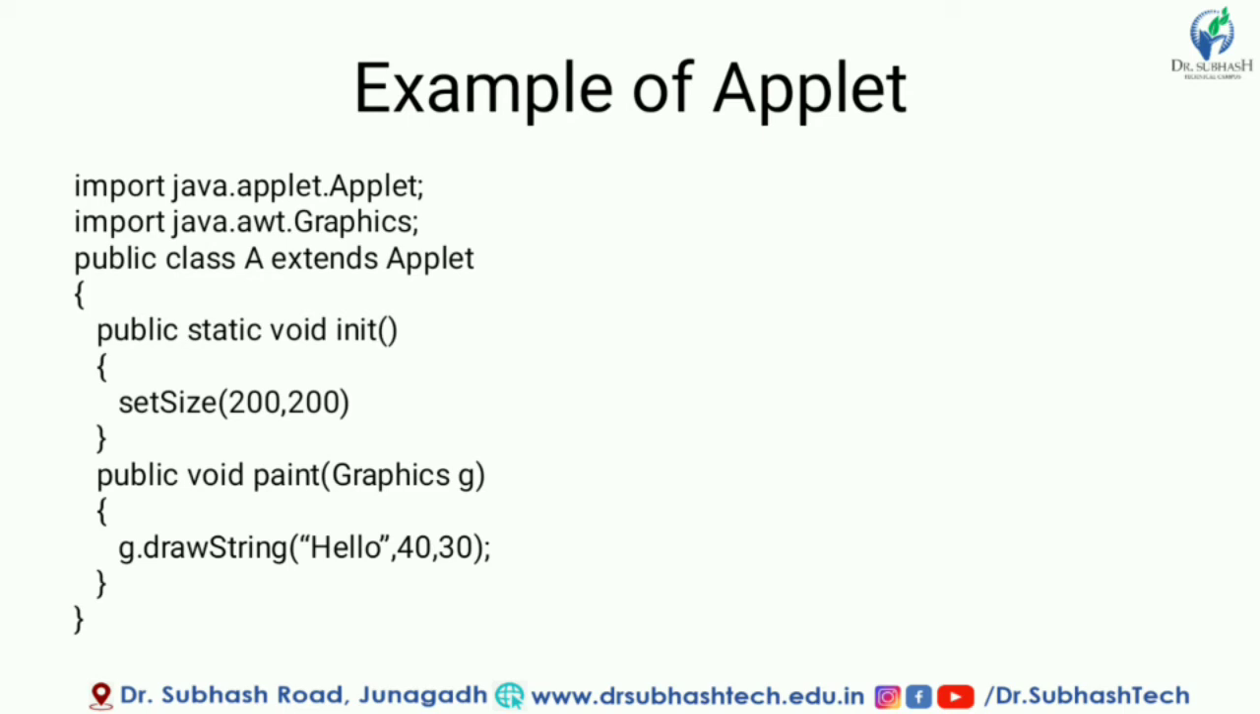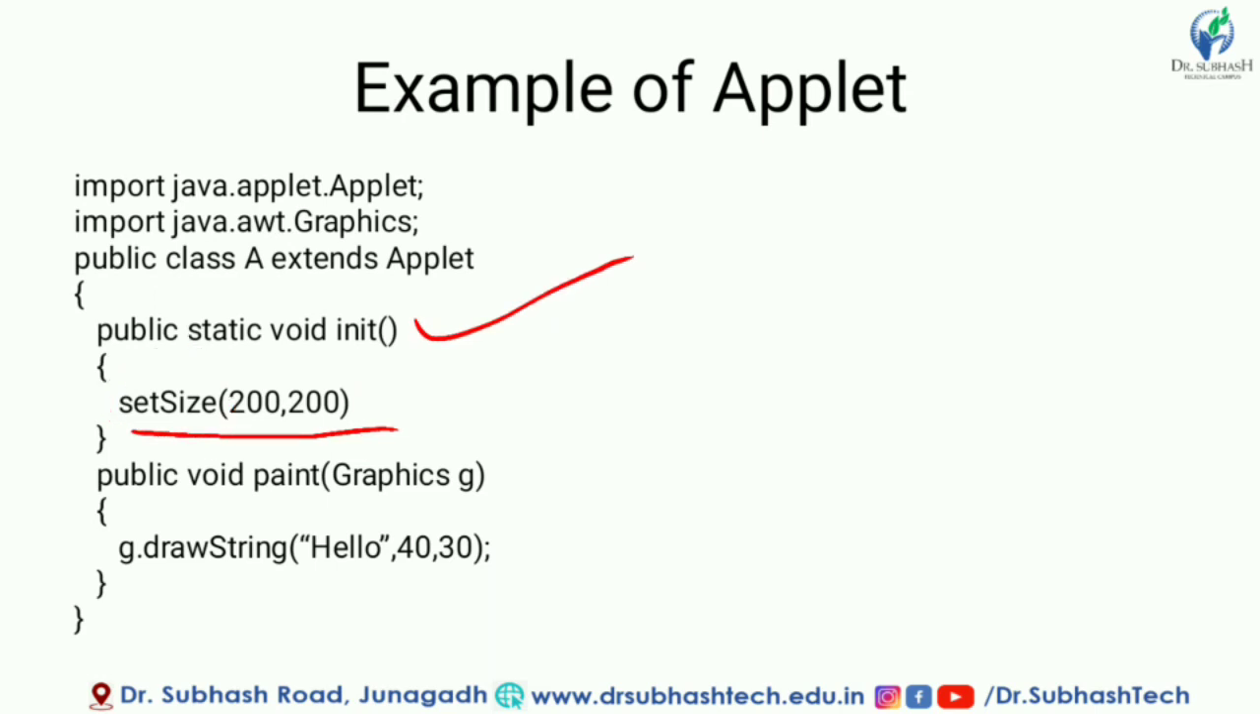Inside the init method, you can see I have set the size of the applet. The setSize method is of the Applet class, which will set the size of the applet. I have used two parameters, right? One is the width and another is the height. I have set the size 200 by 200. So the size of the applet will be 200 by 200.